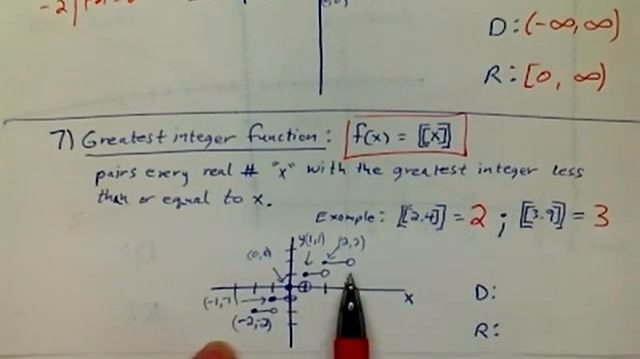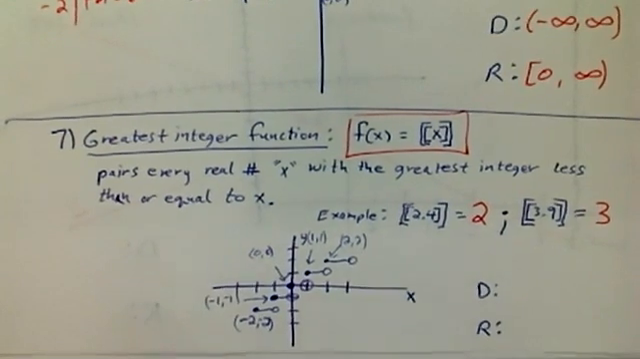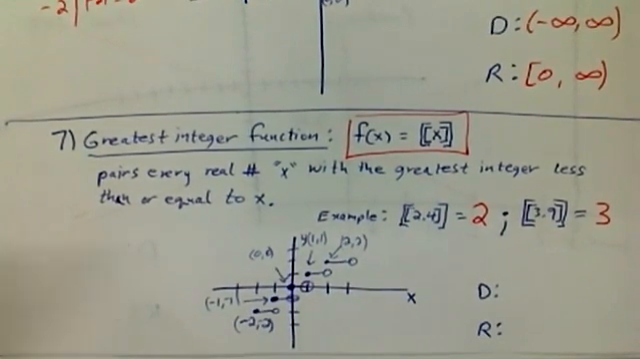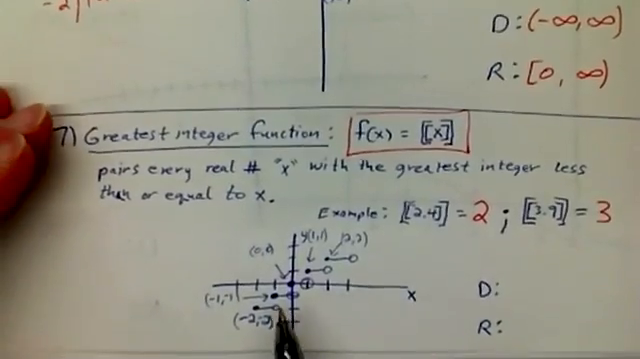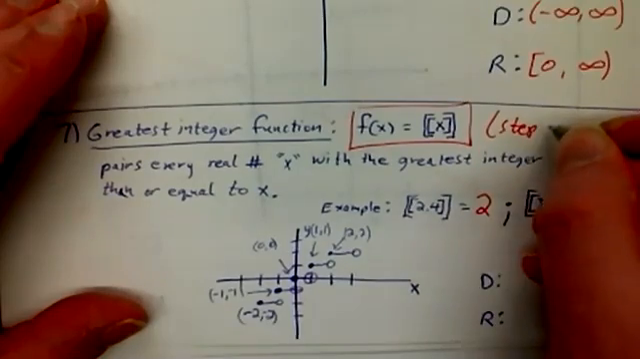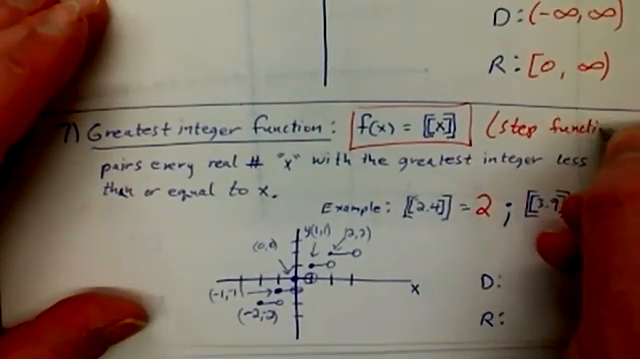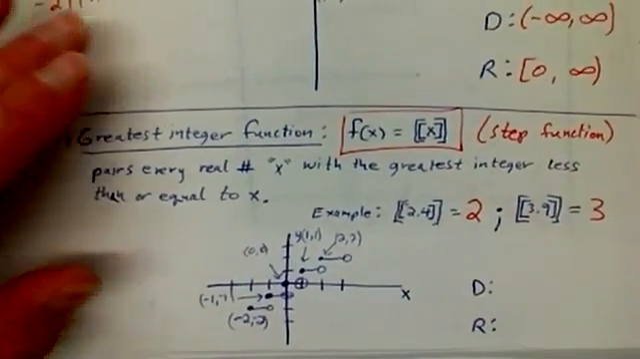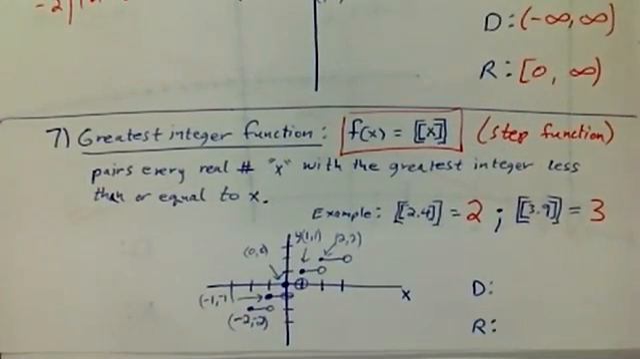Because even if I had 2.99, that's still going to evaluate as 2. And the same thing happens this way. Sometimes, since this resembles sort of like a set of steps, sometimes we call this a step function. That's another thing you can call it. Okay? So be aware that that is a thing, right?